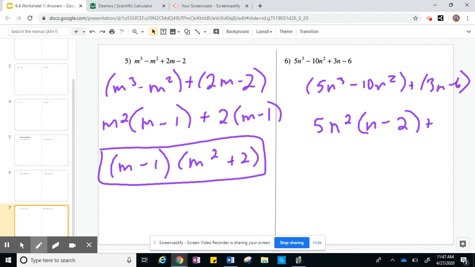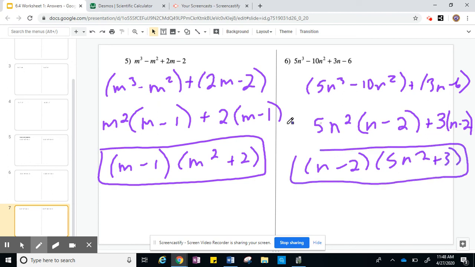And then from the second set, I can factor out a 3 from the coefficients because we have 3 and 6. And I'm left with n minus 2. So we have a common factor of n minus 2, then times 5n squared plus 3. And that is it for that worksheet.